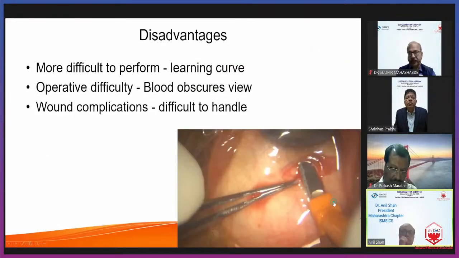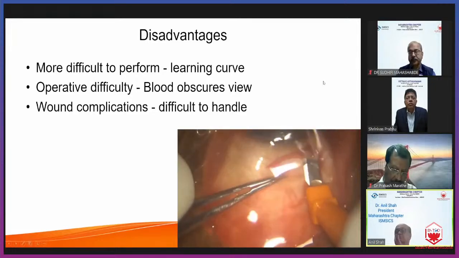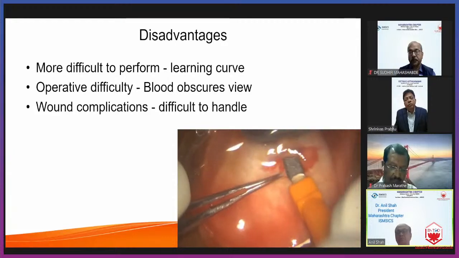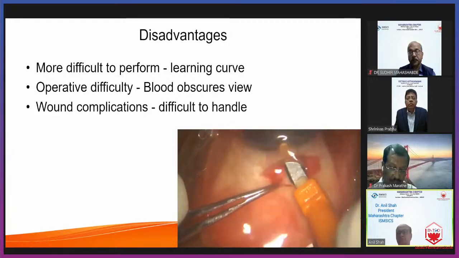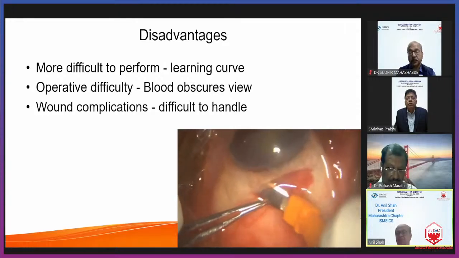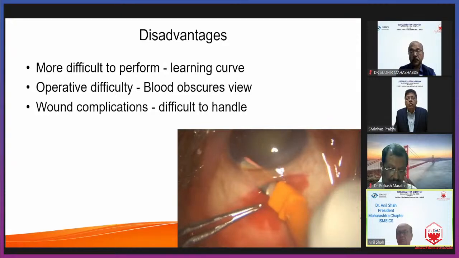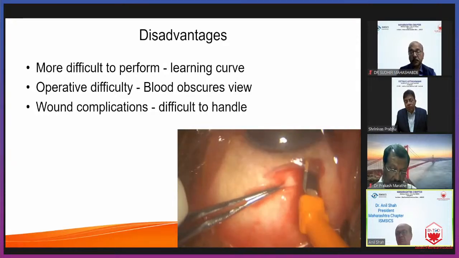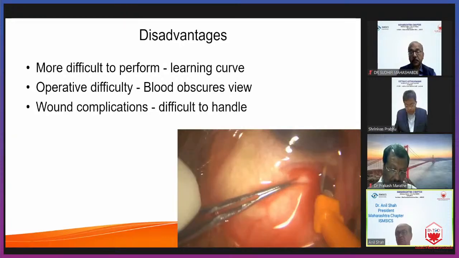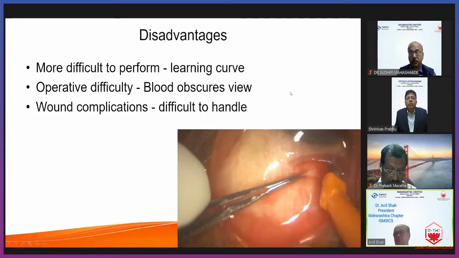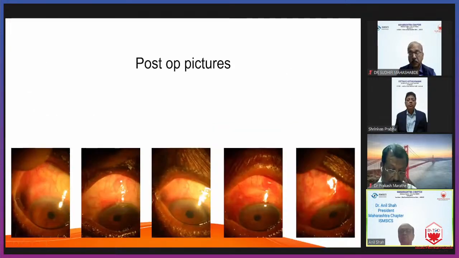aesthetic procedure. Now the disadvantages, however, of a transconjunctival SICS is it is more difficult to perform. There is a learning curve involved. Because the blood obscures your view, it becomes difficult to dissect, and your assistant has to keep irrigating that area. And when you get a wound complication, then handling these wound complications is far more difficult than it is with a peritomy. But these are the post-op pictures of a transconjunctival SICS. The very next day, it's so beautiful to watch.